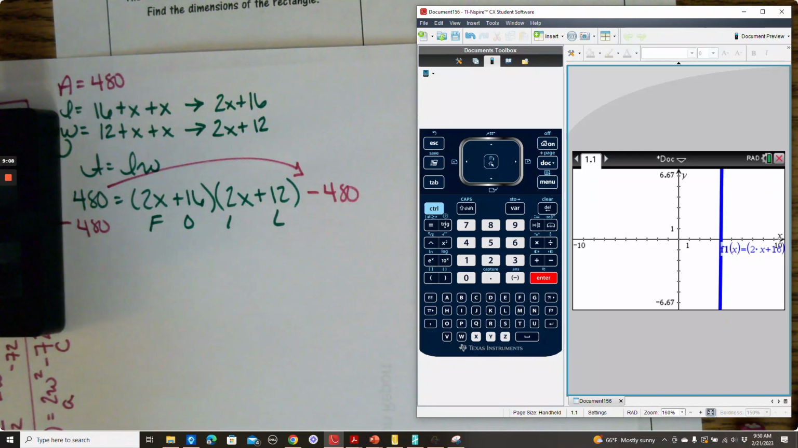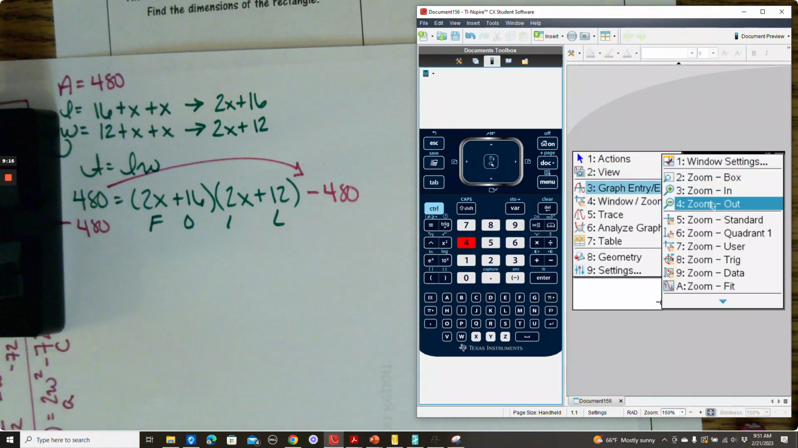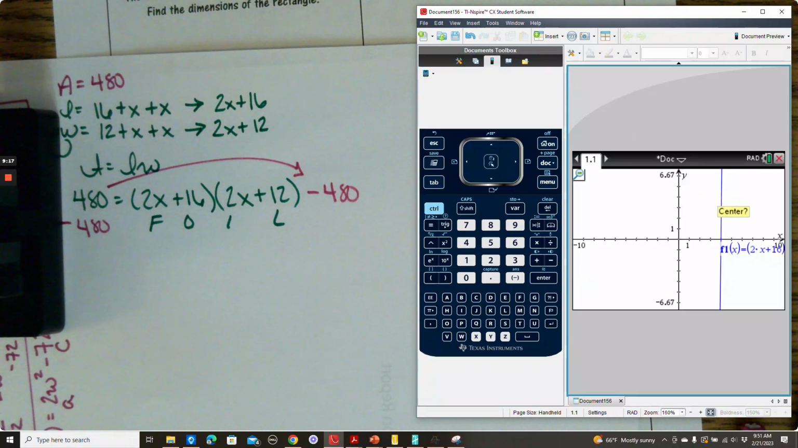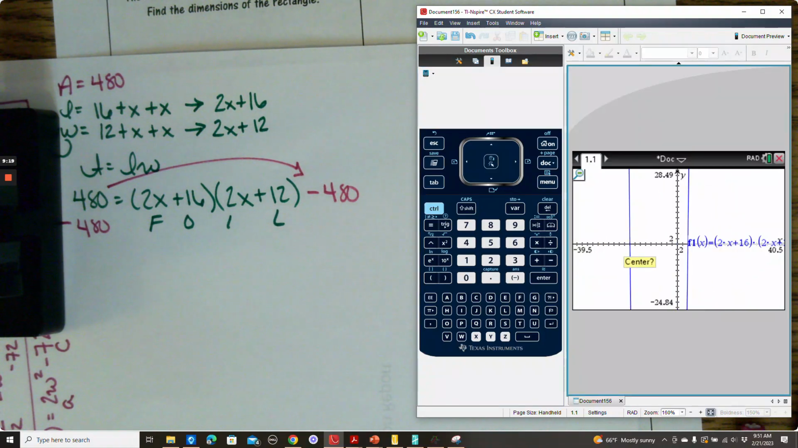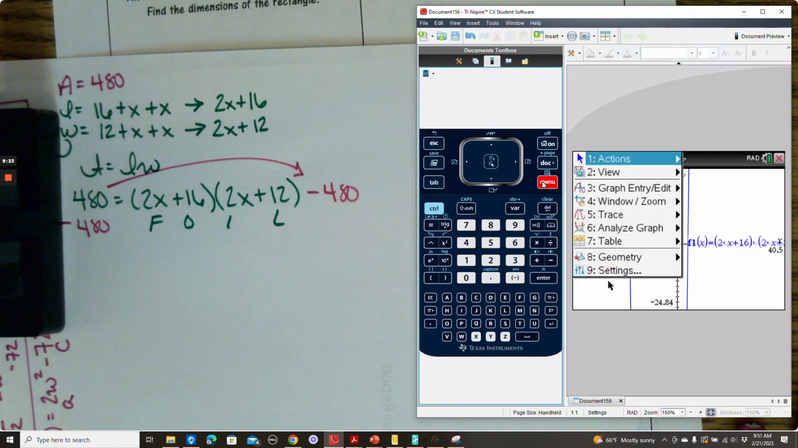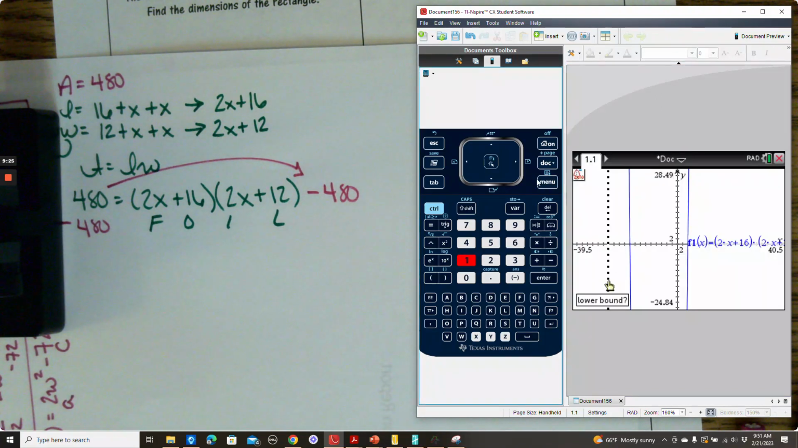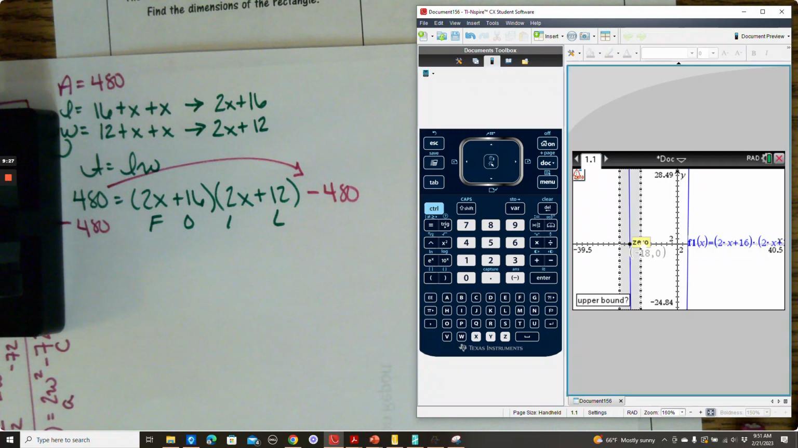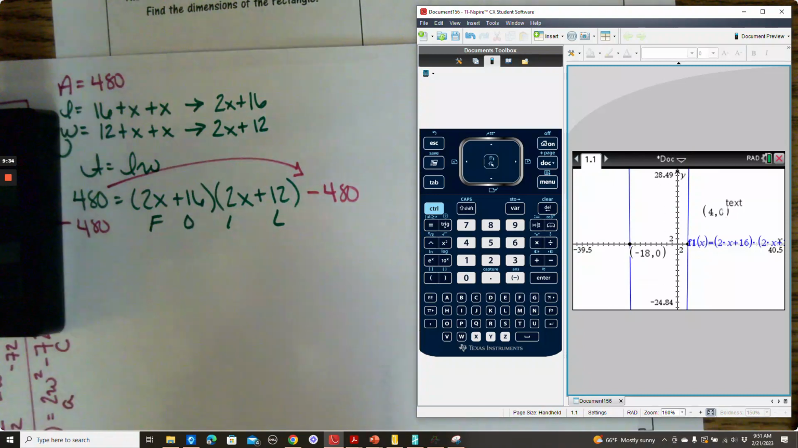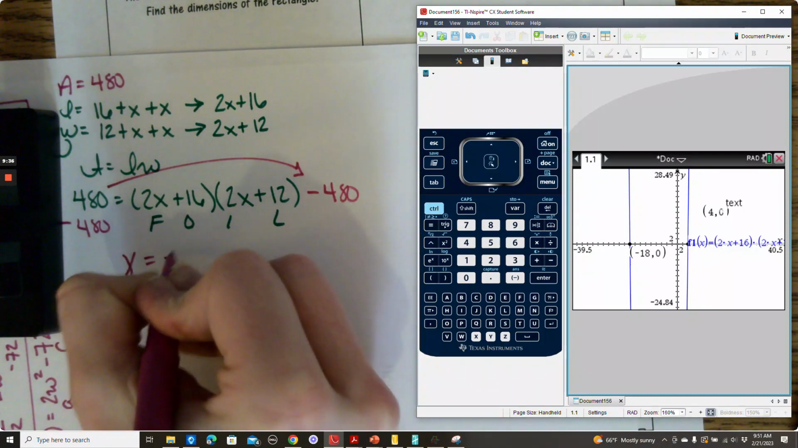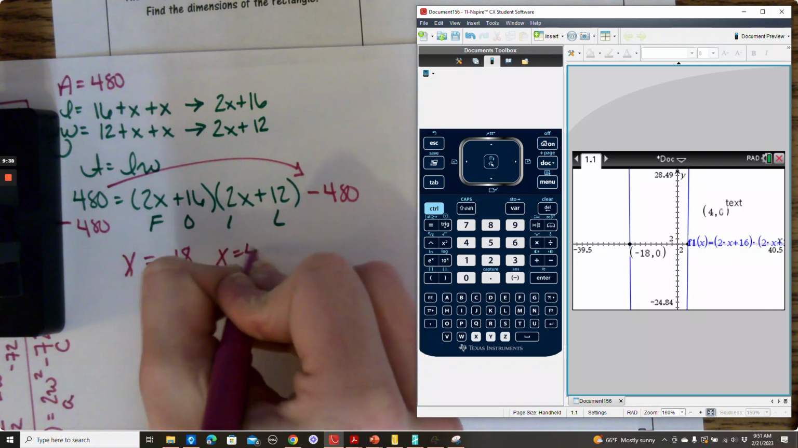Okay, I can only see one line, but remember, it should be a U, so I'm going to zoom out a little bit. To zoom on these, it's menu and 4, and out is 4 again. So kind of zoom out. There we go. I want to be able to see those two places where it crosses. So menu 6-1. Check this one. And then check the other one. All right. So X can either equal negative 18 or X can equal 4.